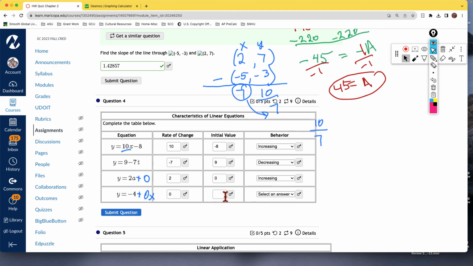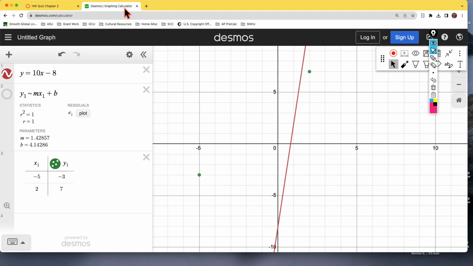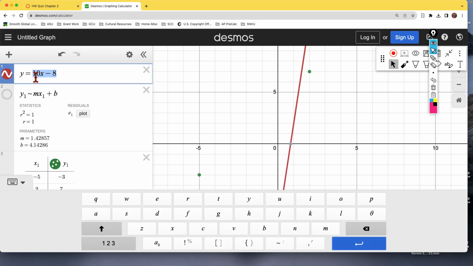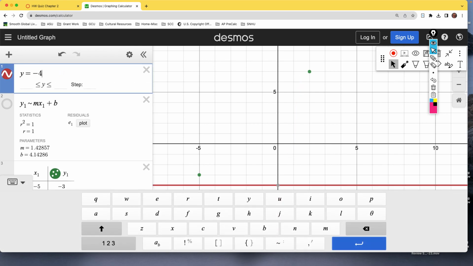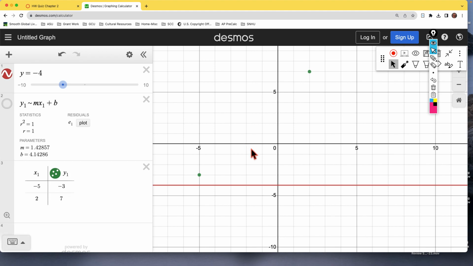The initial value, that's the number without a variable. Excellent. And so this one, what is it: decreasing, increasing, horizontal, or vertical? This is the one that's horizontal. And again, we could come back to Desmos, and we could graph y equals -4, and we see, yes, indeed, it's a horizontal line down here. So sometimes it's good to use the graphing calculator, the built-in thing here.